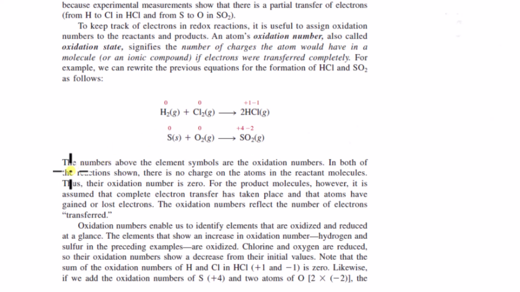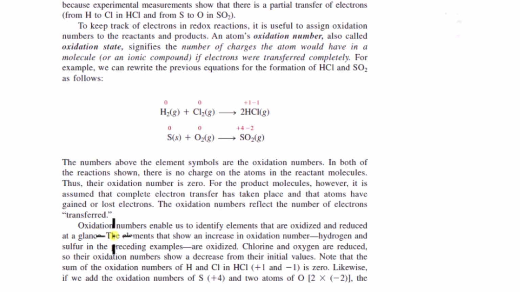Okay, so it says that the numbers above the element symbols are the oxidation numbers. In both of the reactions shown, there is no charge on the atoms in the reactant molecules. Thus, their oxidation number is 0. For the product molecules, however, it is assumed that complete electron transfer has taken place and that atoms have gained or lost electrons. The oxidation numbers reflect the number of electrons transferred. Yes, here they're just explaining the meaning of oxidation numbers.